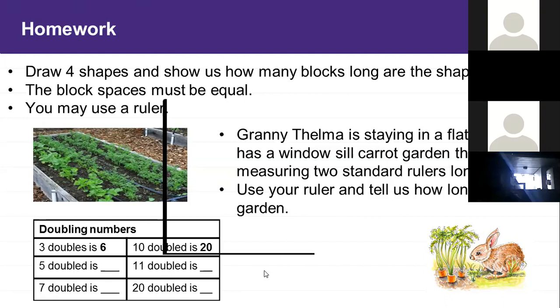I sure hope that the instructions are clear. Please take a snapshot, and you can always send me an email if you've got any questions or need clarity on the homework. You can email the homework to me.